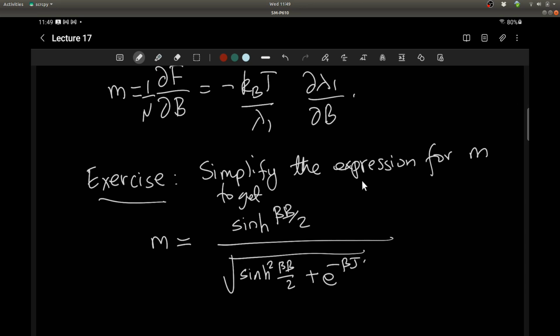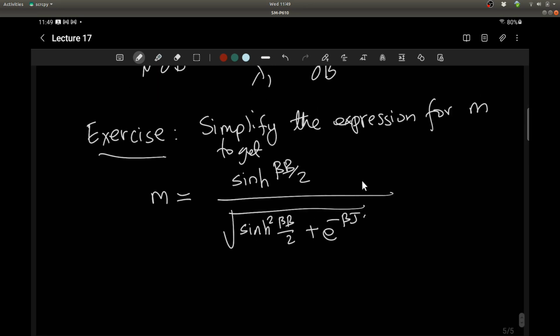Hopefully there are no mistakes earlier. But now in another 2 minutes, we'll just study what happens to this. So the first point here is what happens when B equal to 0, and beta not equal to infinity, beta finite.